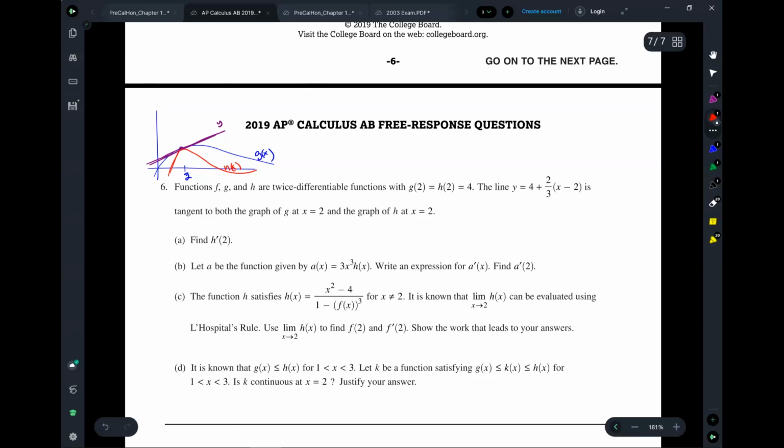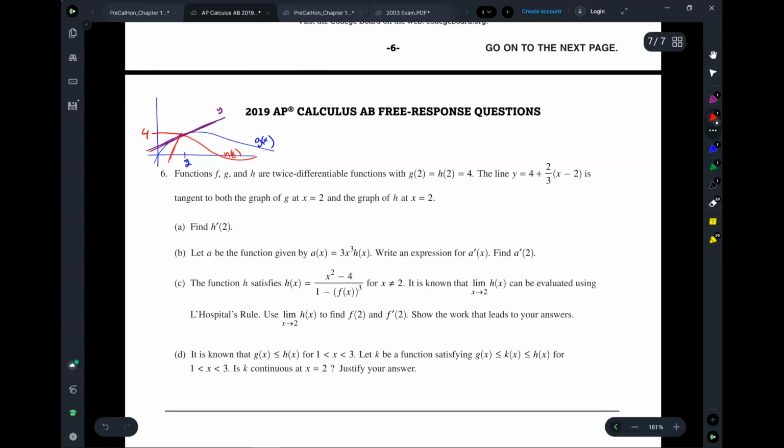So this is happening at 4, okay? All right. So I want h prime of 2. I want the slope of h at 2. What is the slope of h at 2? It's the slope of the tangent line. Yes, it's the slope of the tangent line. And what's the slope of the tangent line here? 2 over 3. So h prime of 2 is 2 over 3.